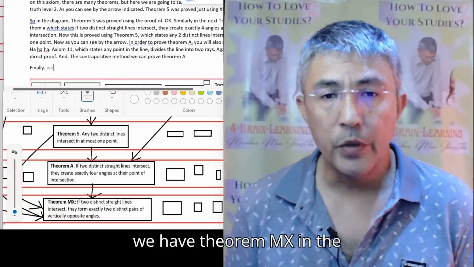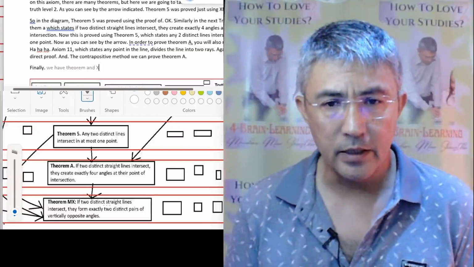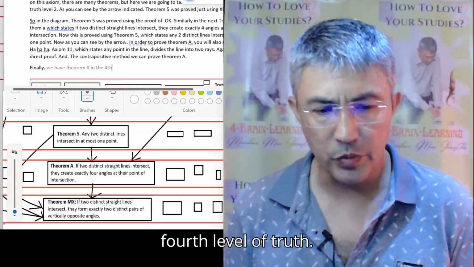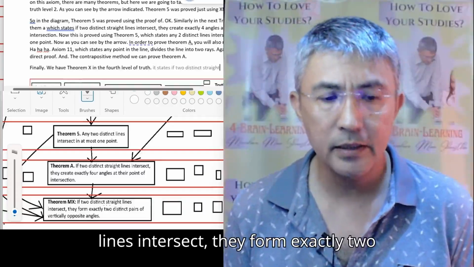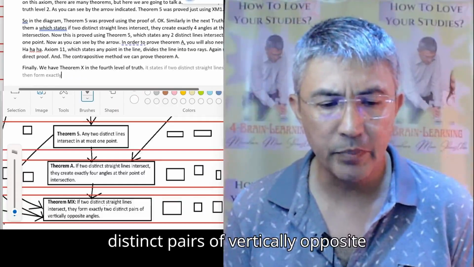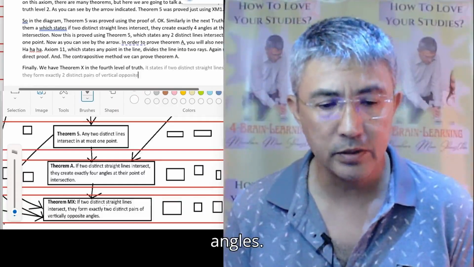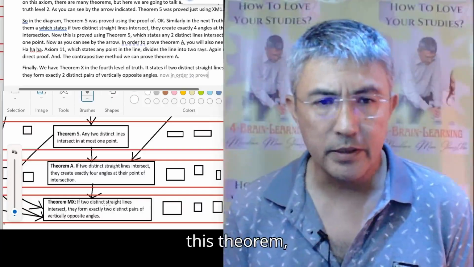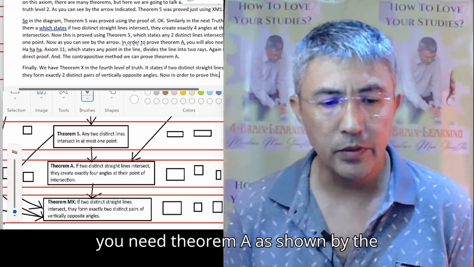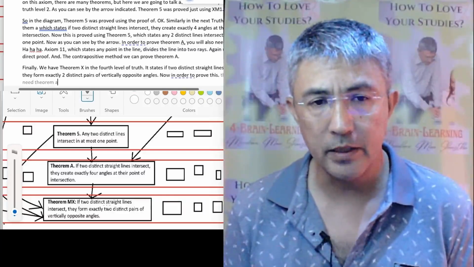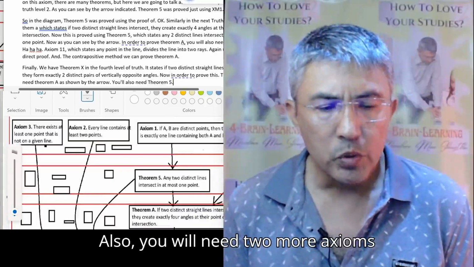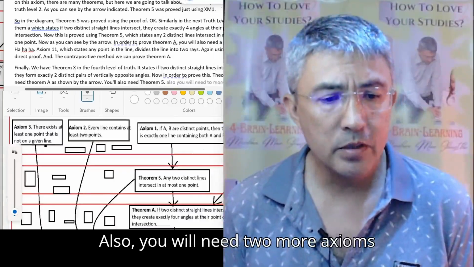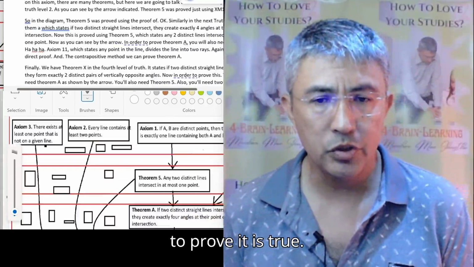Finally, we have theorem MX in the fourth level of truth. It states if two distinct straight lines intersect, they form exactly 2 distinct pairs of vertically opposite angles. Now, in order to prove this theorem, you need theorem A, as shown by the arrow. You'll also need theorem 5. Also, you'll need 2 more axioms to prove it is true.